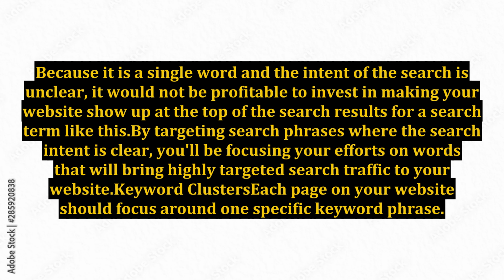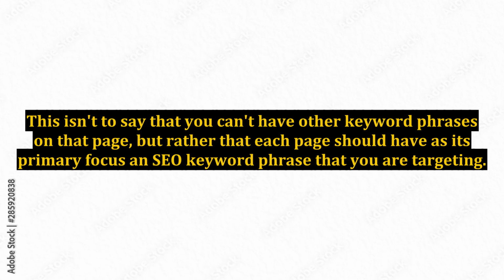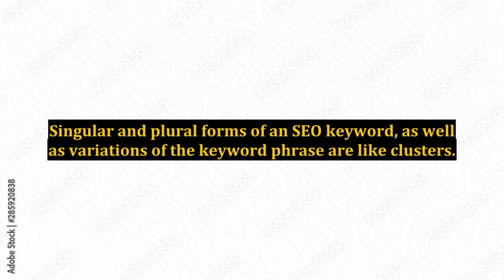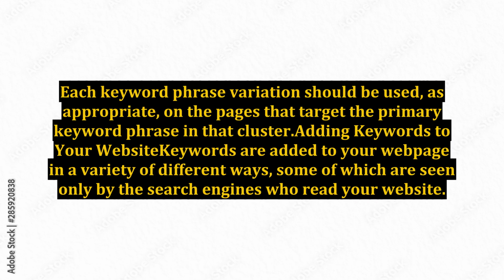Keyword clusters. Each page on your website should focus around one specific keyword phrase. This isn't to say that you can't have other keyword phrases on that page, but rather that each page should have as its primary focus an SEO keyword phrase that you are targeting. Be sure to use both the singular and plural forms of your target keyword phrase. Singular and plural forms of an SEO keyword, as well as variations of the keyword phrase, are like clusters. Each keyword phrase variation should be used, as appropriate, on the pages that target the primary keyword phrase in that cluster.